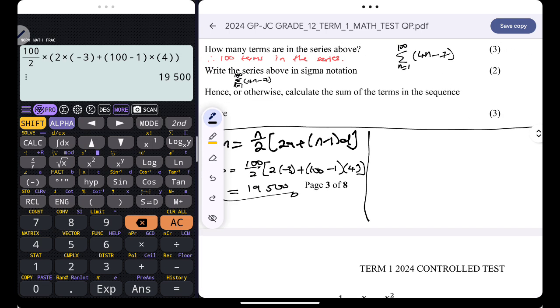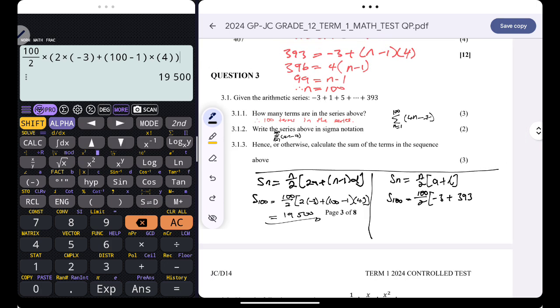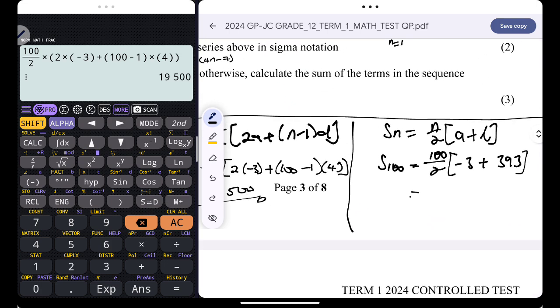19,500, right? And then there's another equation that I can use. It simply says Sn is equals to n over 2. Then I have a plus l, where l is equals to the value of the last term, right? Remember that I have 100 terms, right? So n is 100. The value of a is negative 3, and the value of the last term is 993. Let me confirm. Yes. So I can simply say 100 all over 2 multiplied by negative 3 plus 993.